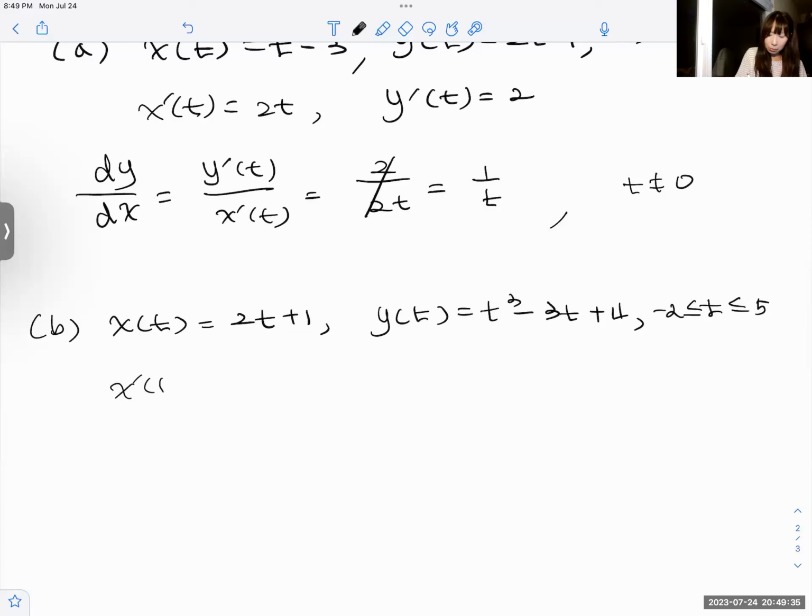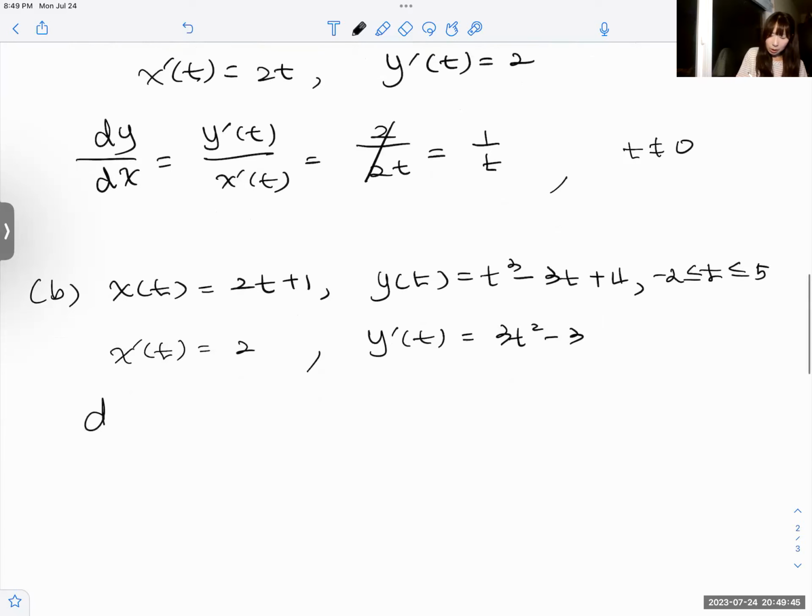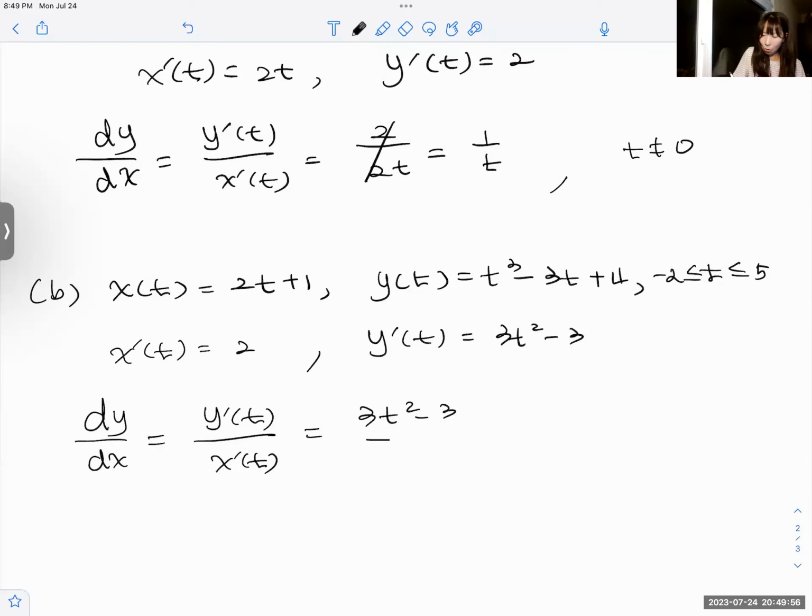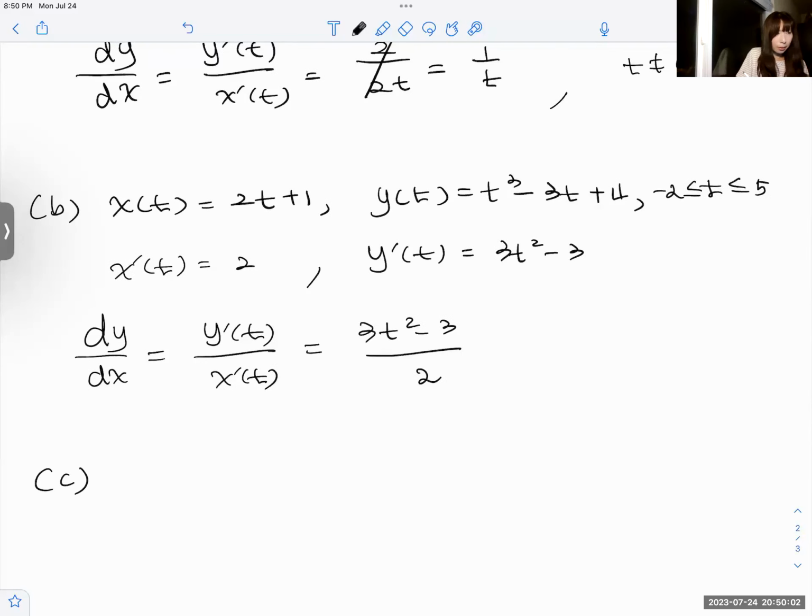So x prime of t is 2, right? And y prime of t, we get 3t squared minus 3, right? Okay, so what is the slope? dy over dx, which is y prime of t over x prime of t, which is (3t squared minus 3) over 2. That's it.